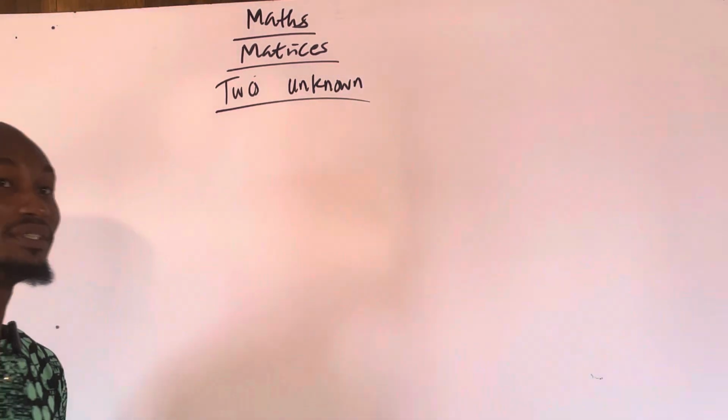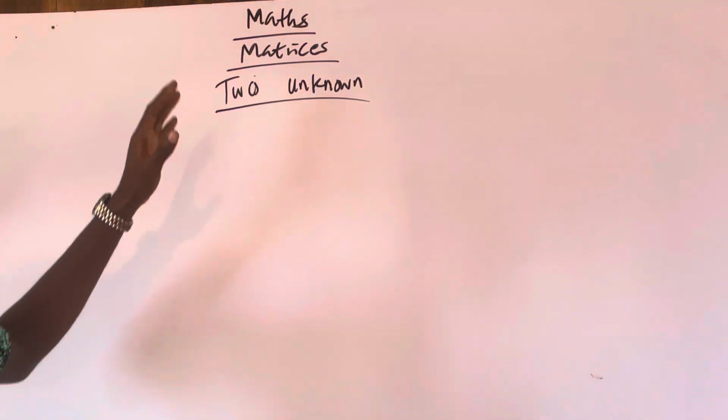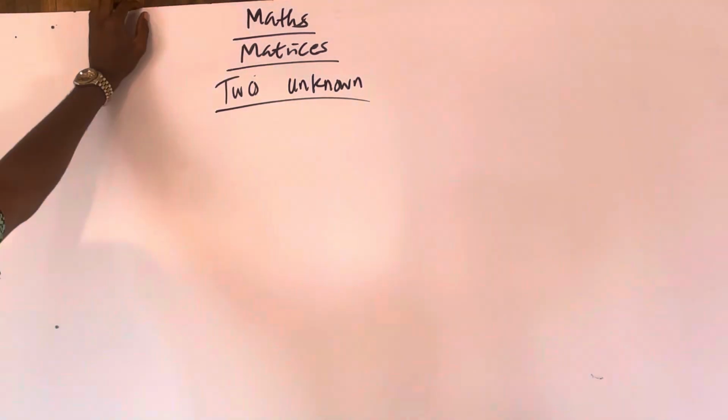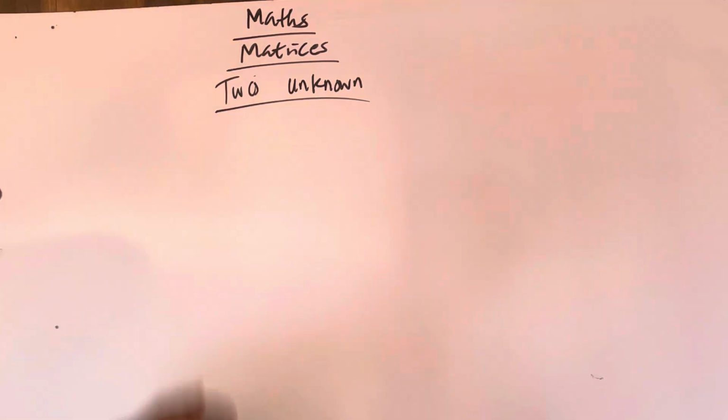We are still on matrices. I want us to look at two unknowns. How do you solve matrices involving two unknowns? How do you solve simultaneous equations of two unknowns using matrices? Let me show you.